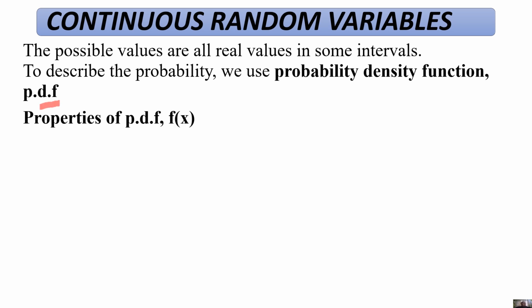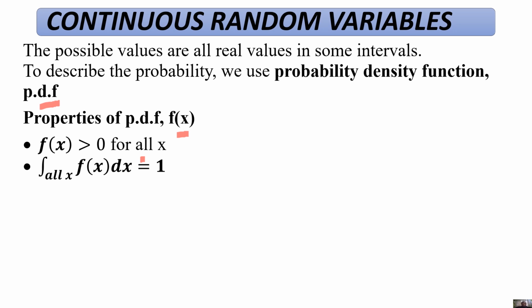Properties of the probability density function f of x. First one, f of x is greater than or equal to 0 for all x. And secondly, the integral over all x of f of x dx is equal to 1. So these are the two main properties of probability density functions.